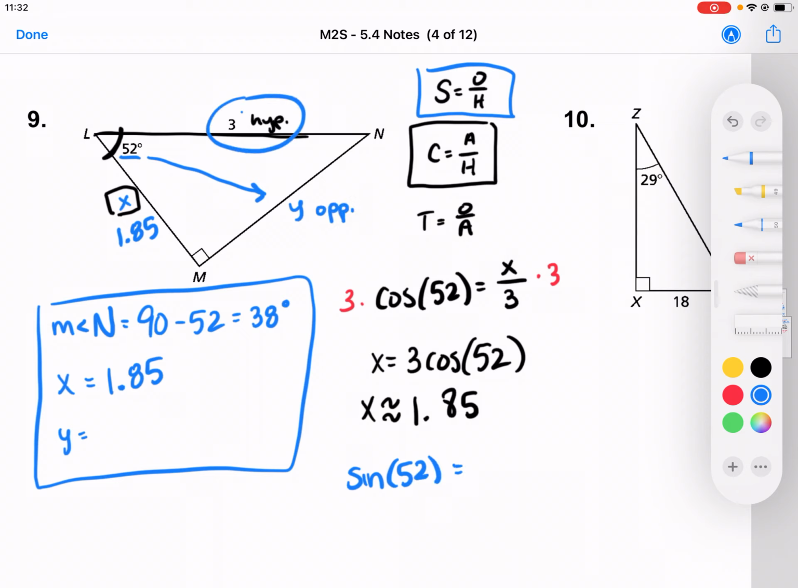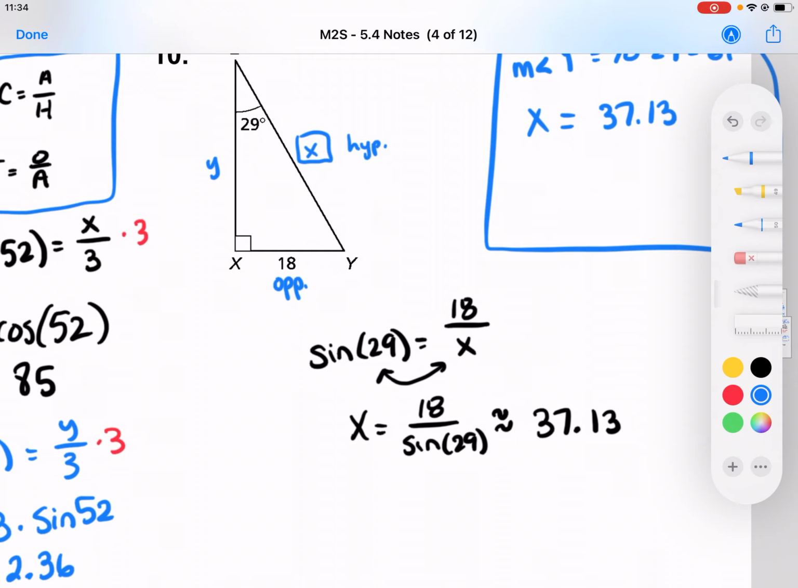Now, if you remember, if the variable's on the bottom, that's where I have you just swap those two. So X is equal to 18 over sine of 29. And then you'll type that into your calculator. You get 37.13. So X equals 37.13.